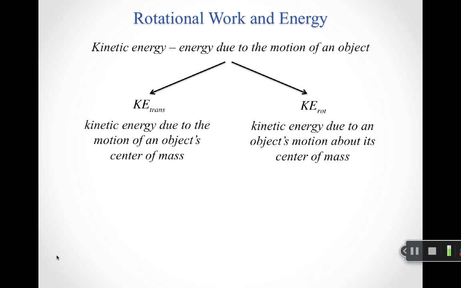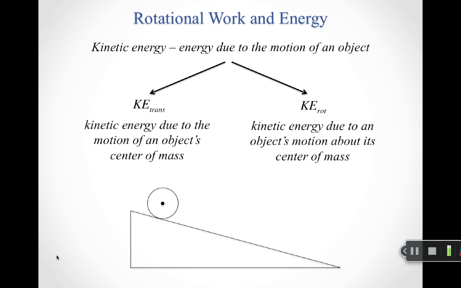The first is the object's center of mass moving? If so, then we need to keep track of translational kinetic energy. If the object is rotating about its center of mass, then we're going to need to keep track of rotational kinetic energy. And so the simplest situation is just here's some ball as it rolls down the hill.